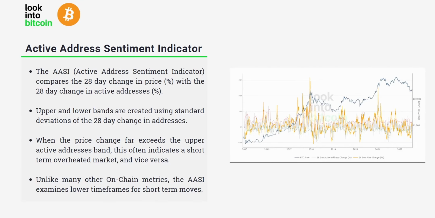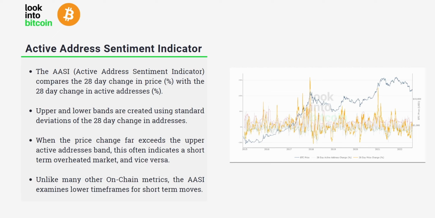So just to summarize, the Active Address Sentiment Indicator, or the AASI, compares the 28-day change in price in percentage terms with the 28-day change in active Bitcoin network addresses, again in percentage terms. We then have upper and lower bands created using standard deviations of the 28-day change in active addresses. And when we use these bands alongside the price change line, we can actually see areas when price change far exceeds this upper band, that this often indicates a short-term overheated market. And the same for the downside.